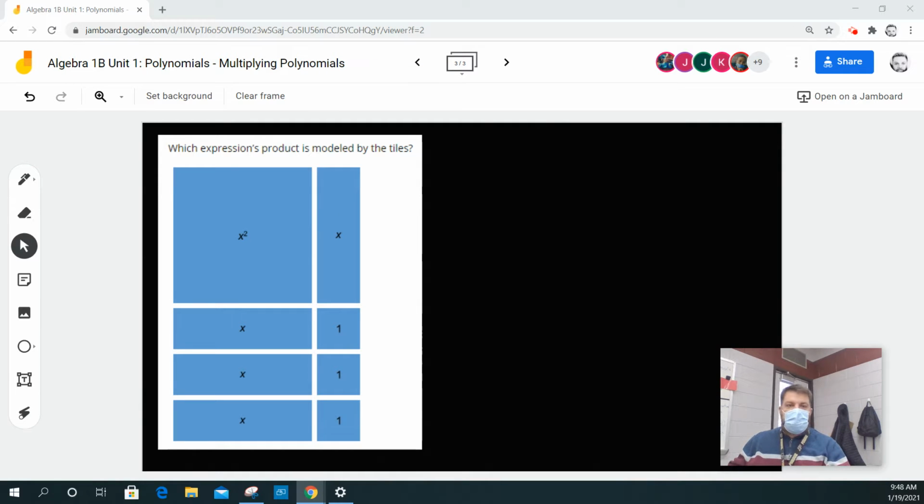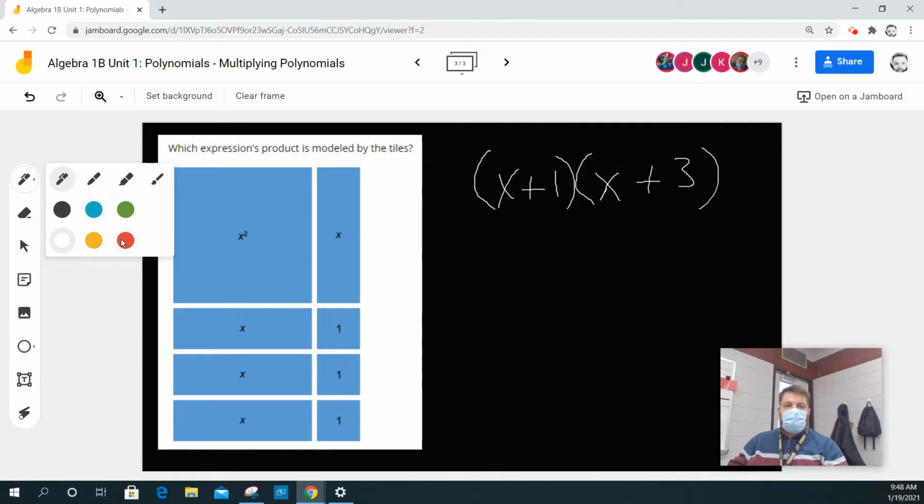So which expression product is modeled by these tiles? The trick on this one is it's easier than you realize. Let's try this. Let me write the answer and tell me if you see it. So x plus 1 times x plus 3. In other words, when I multiply that out, I should get this thing. Now, it's difficult to figure out where I get that from, but let me watch this.